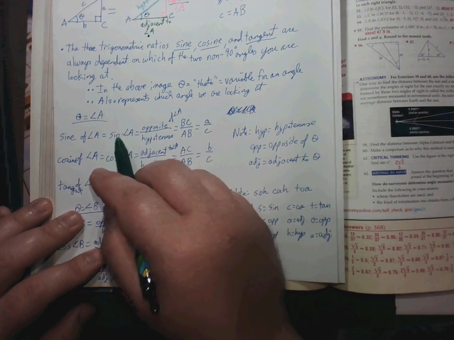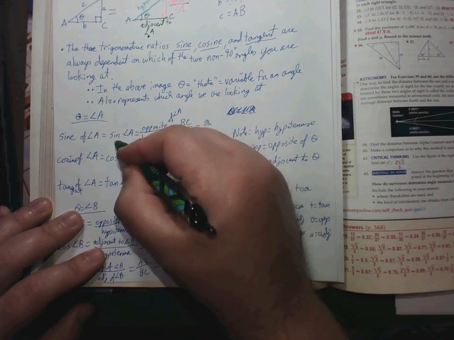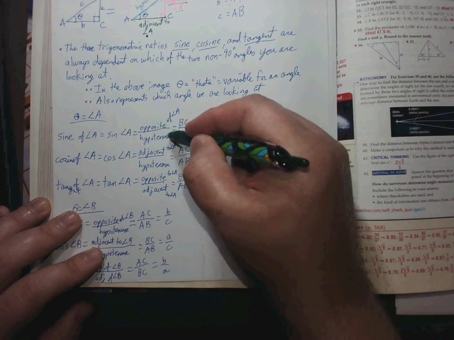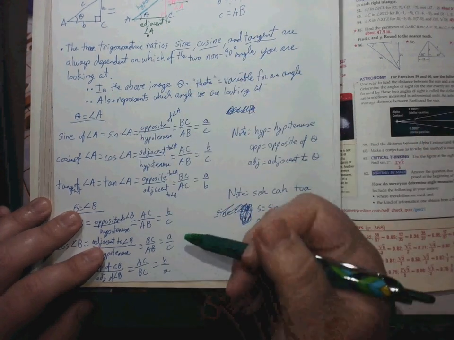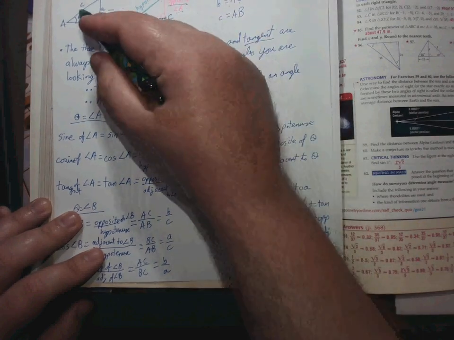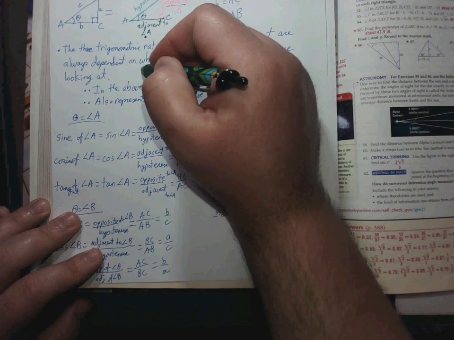It's not multiplication between these two things. It's sine of A. Sine of any angle is opposite over hypotenuse, and that's opposite of angle A. Hypotenuse is always the hypotenuse. So here, if we're looking at this triangle, opposite over hypotenuse.